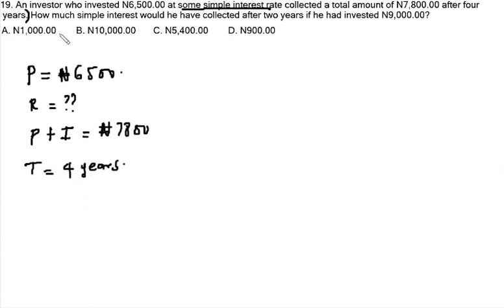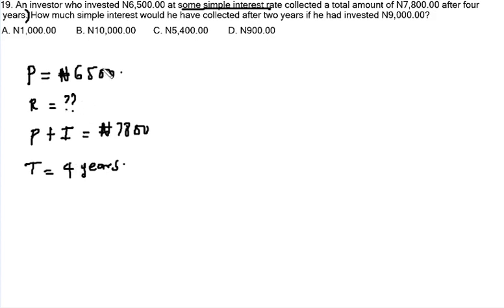For the second portion of the question, how much simple interest would he have collected after 2 years if he had invested 9,000 naira? So the second part of the question requires us to know the interest rate. So we are going to use the first part of the question to find the interest rate and then use it to solve the second part of the question.